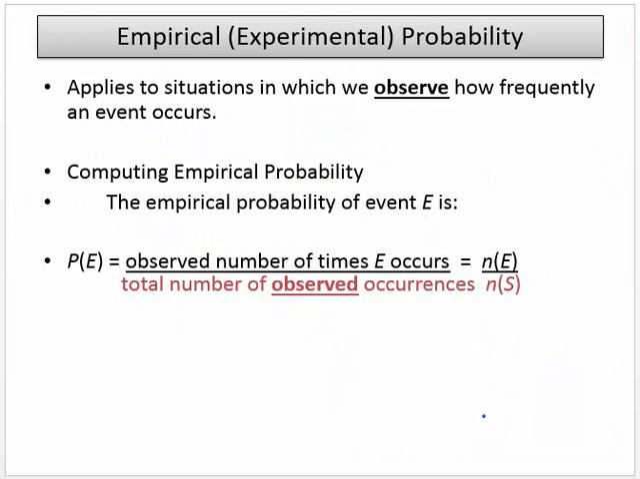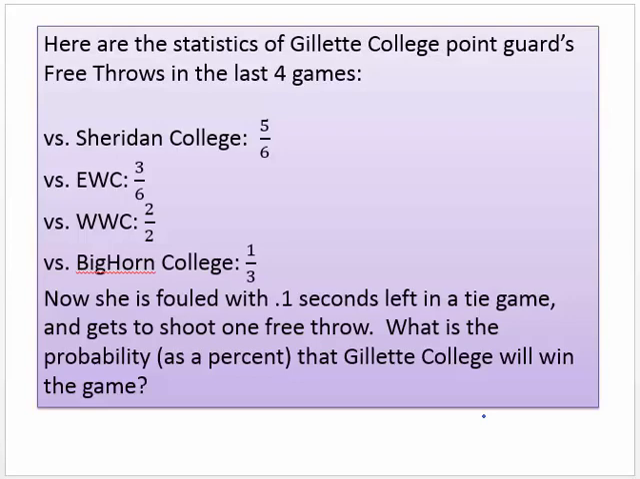Okay, the only other thing we want to talk about is experimental probability. It's also called empirical probability, and these apply to situations where we have observed something in the past. So maybe you've observed a person bowling strikes, or you've observed a coin getting flipped 100 times. So we have something to go by already from a previous experiment. Here's an example of empirical probability.